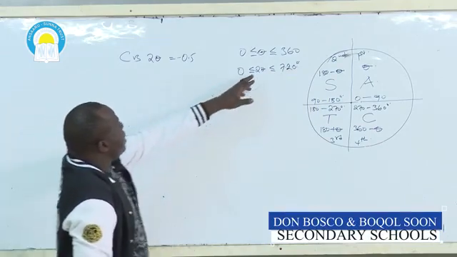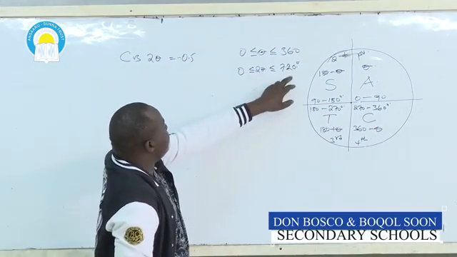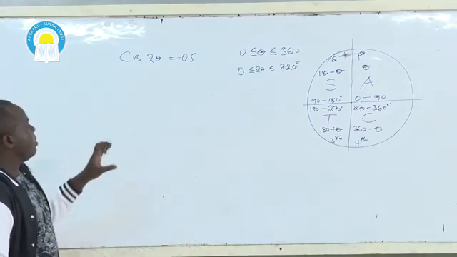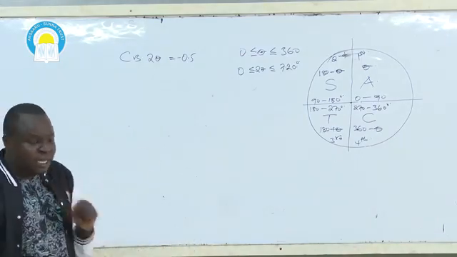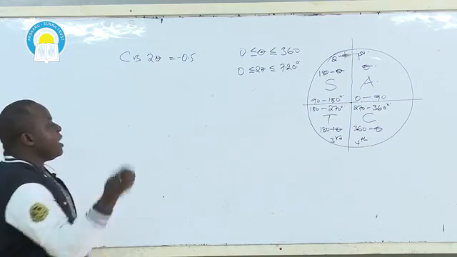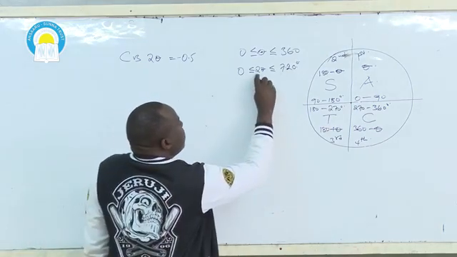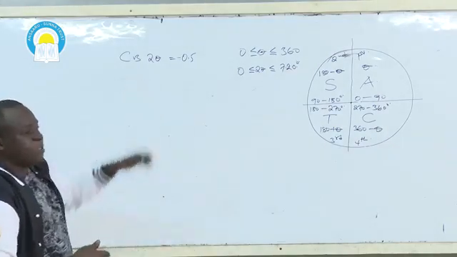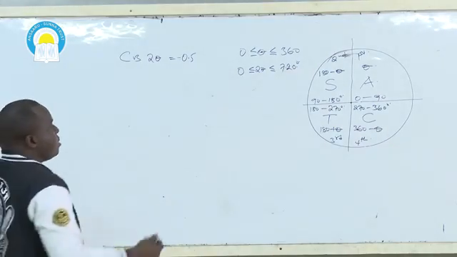So we have 2 theta from 0 to 720, but theta is between 0 to 360. The original question was find the value of theta, not 2 theta. But to get theta, you have to work out values of 2 theta first. Once you get them, then you use them to get the value of theta. So this is the process.